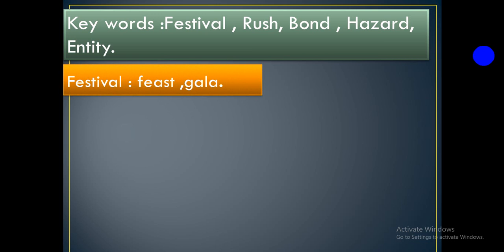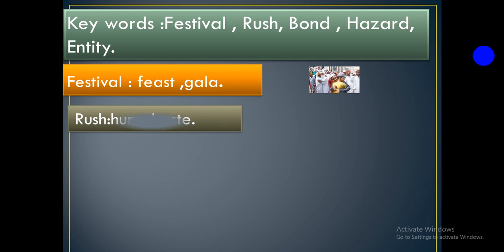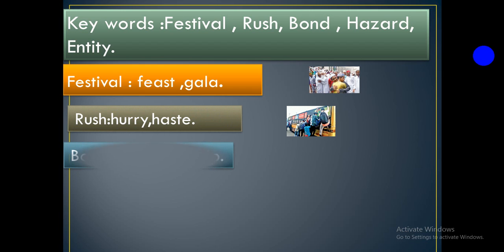Festival meaning feast, gala. Here you can see a picture of Idgah. The two boys are embracing each other. Eid is the main religious festival of the Muslims. Rush meaning hurry, haste. Here we see that the passengers are rushing to get into the train.